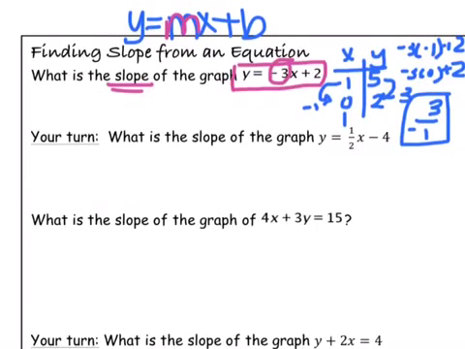So without doing all my table work that I did over here, I can just look at the equation and see that my slope is negative 3, which is what we got over here. If I take 3 divided by negative 1, that's just negative 3. So super simple, the slope is negative 3. So it's your turn. Pause the video. Tell me what the slope is. Write it down on your paper.